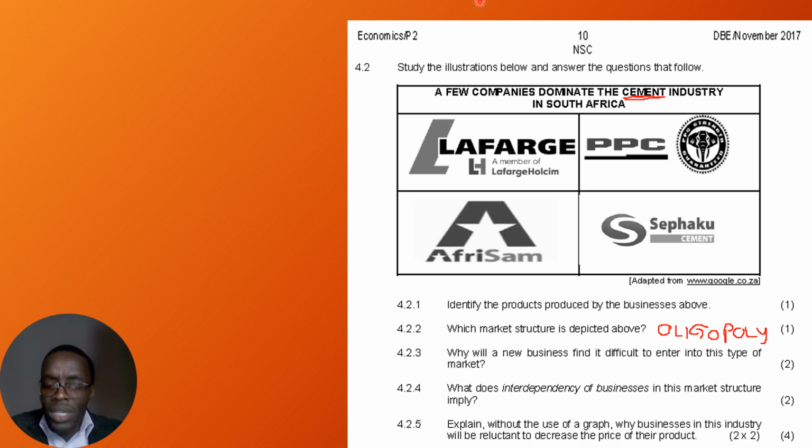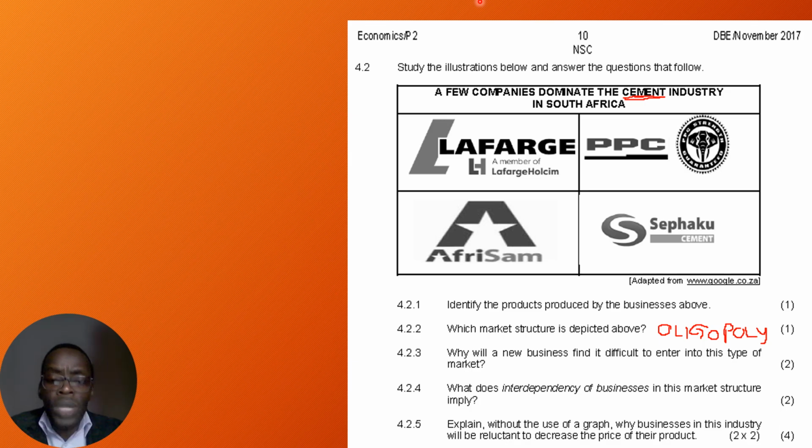And then it says, explain without the use of a graph why businesses in this industry will be reluctant to decrease the price of their products. Now I think it's almost the same as the one that we looked at before. We said in the previous question, if firms decide to reduce the price, then it's going to end up resulting in what are called price wars, where the other firms that operate in that particular industry are also going to reduce the price even lower.